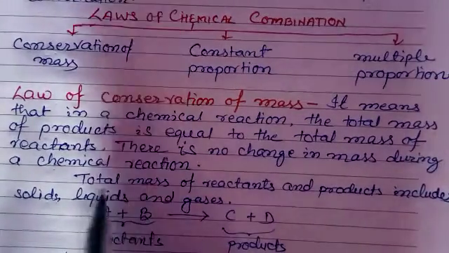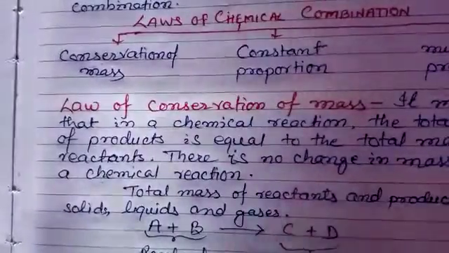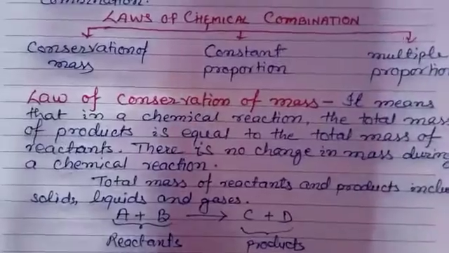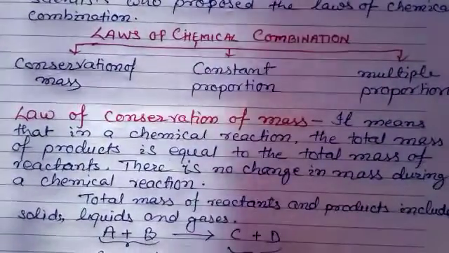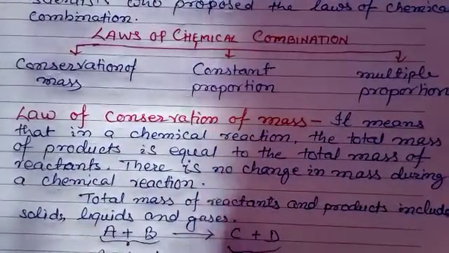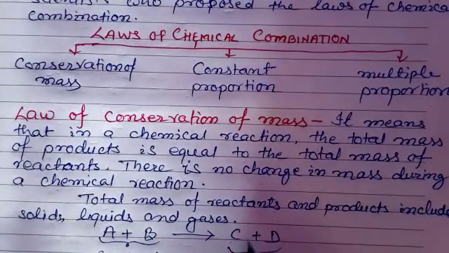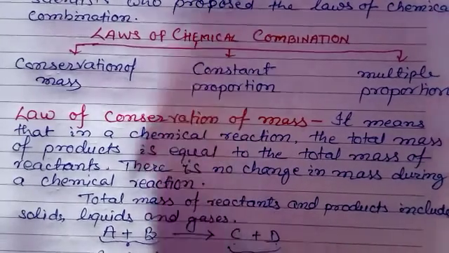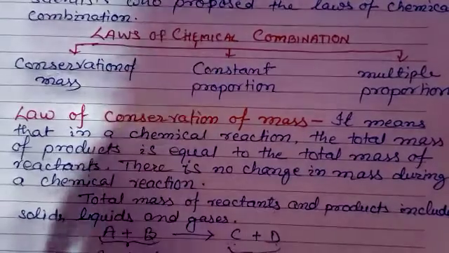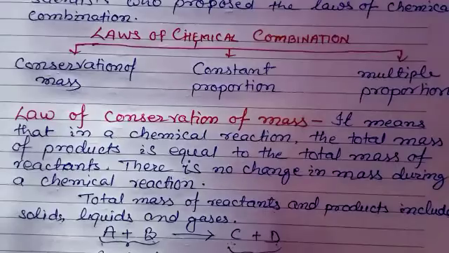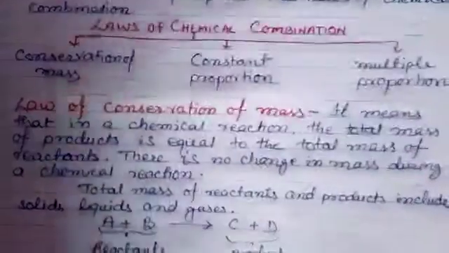So here, students, the total mass includes solids, liquids and gases. Whether it is reactants or products, the total mass remains always equal, students. The mass of the reactants is always equal to the mass of the products, whatever products have formed. If we get the sum of the mass of both the products, and the mass of both the reactants, we will find the mass of the reactants is definitely equal to the mass of the products, students. For example, we can take an example here.